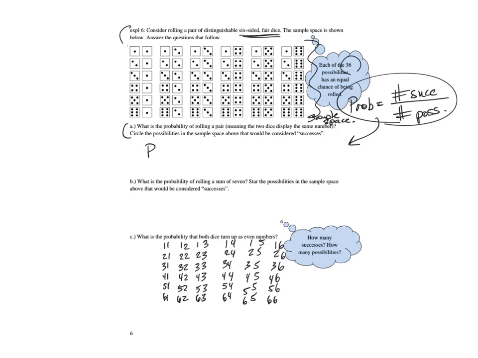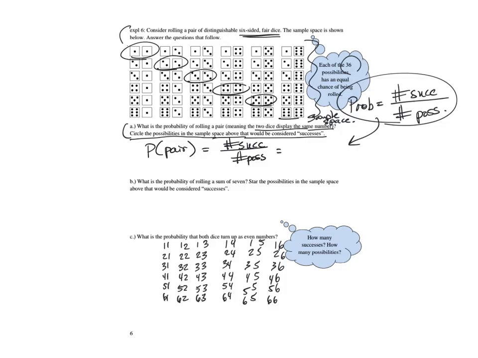What's the probability of rolling a pair? I'm going to write it like this, meaning the 2 dice display the same number. Circle the possibilities in the sample space above that would be considered successes. I'm asking you to do that so that you can start visualizing what I mean by number of successes over number of possibilities. So I'm going to go through here and circle the, turns out 6 successes that I had out of those 36 possibilities, and simply put 6 out of 36, or 1/6, is my probability.